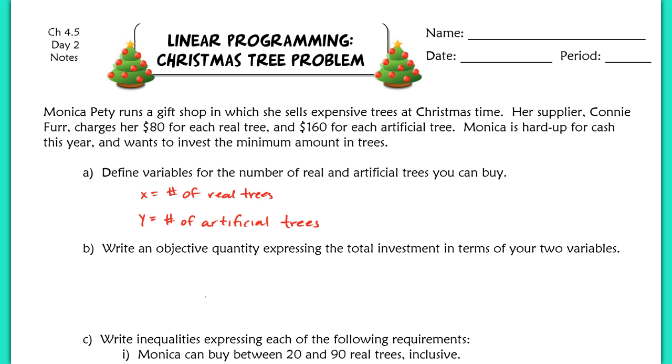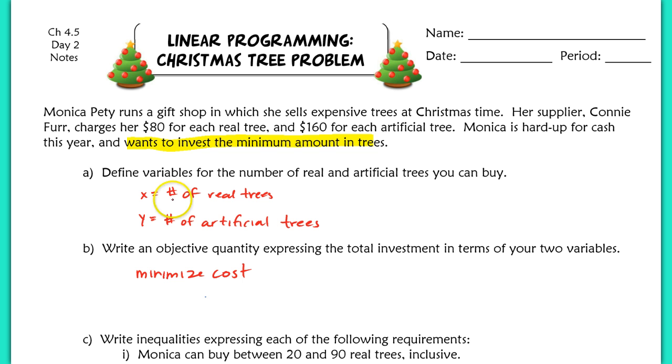All right, so when I write an objective quantity, after defining my variables here, x is the number of real trees and y is the number of artificial trees, I want to find the objective quantity, so I go back to the sentence that says that Monica wants to invest the minimum amount in trees. So we're trying to minimize the cost, how much she invests in the trees.